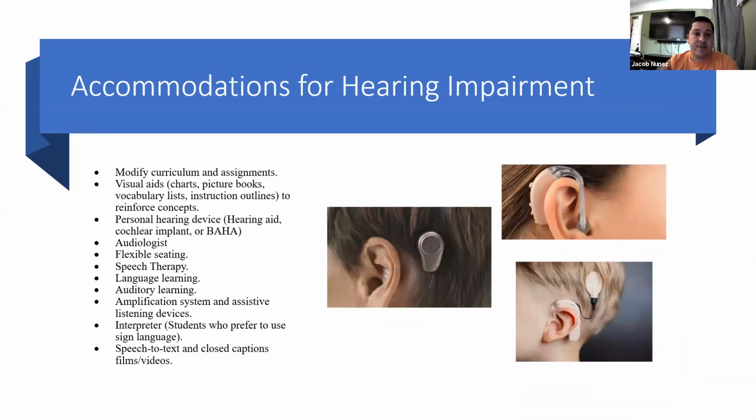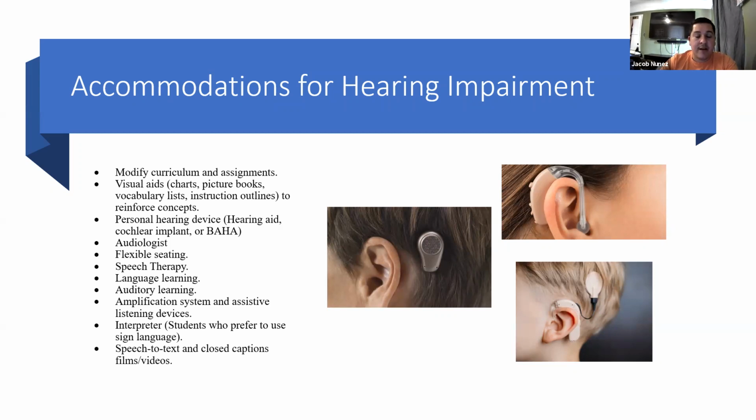Next, we have accommodations for hearing impairment. So first, we want to modify curriculum and any assignments. Next, we have visual aids. Having charts, picture books, vocabulary lists, instruction outlines from the teacher will help reinforce these concepts. Next, students should have their personal hearing devices, whether that's a hearing aid, a cochlear implant, or BAHA. All three designs are the pictures on the right-hand side.